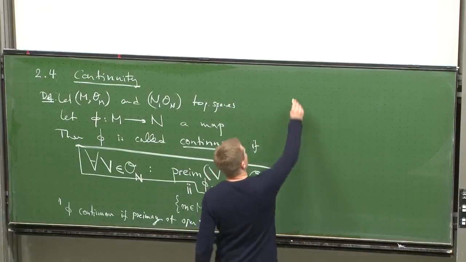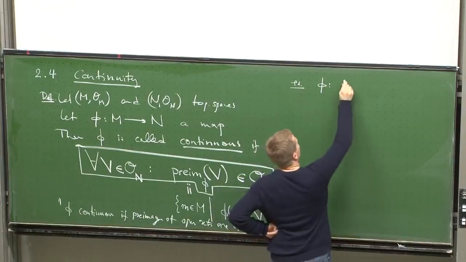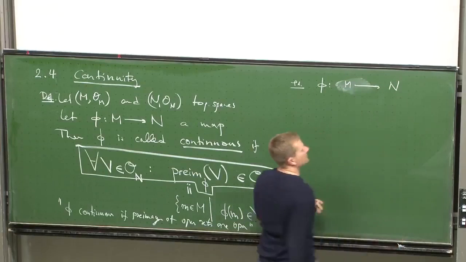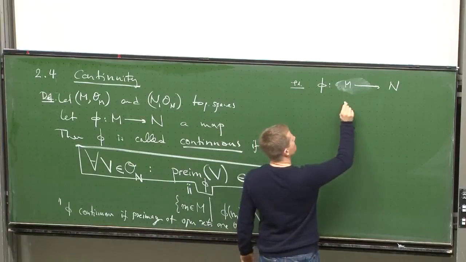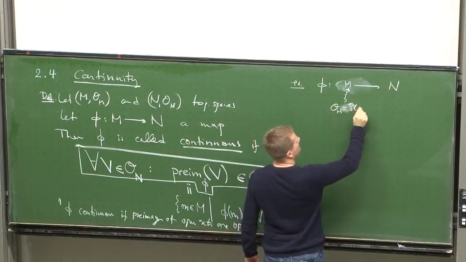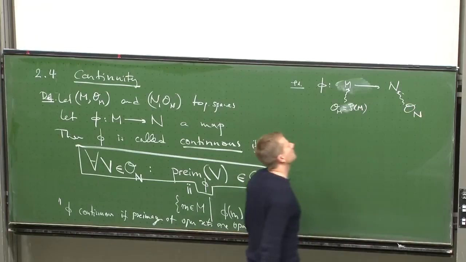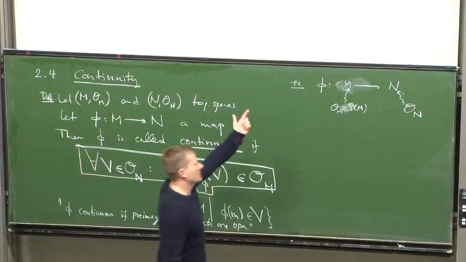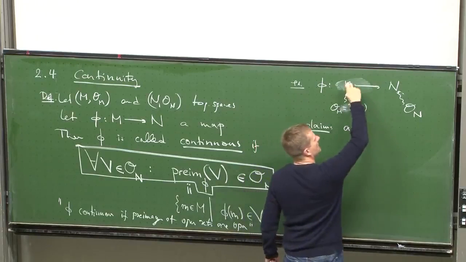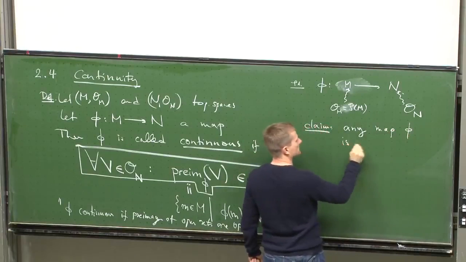So examples. One of the favorite examples, at least mine, is you start from a set M, you take a map between arbitrary sets, and you choose to equip this set with the discrete topology, and for this set, you can choose any topology you like. Question, or claim: under these circumstances, with the domain and the target equipped with these topologies, any map phi is continuous.